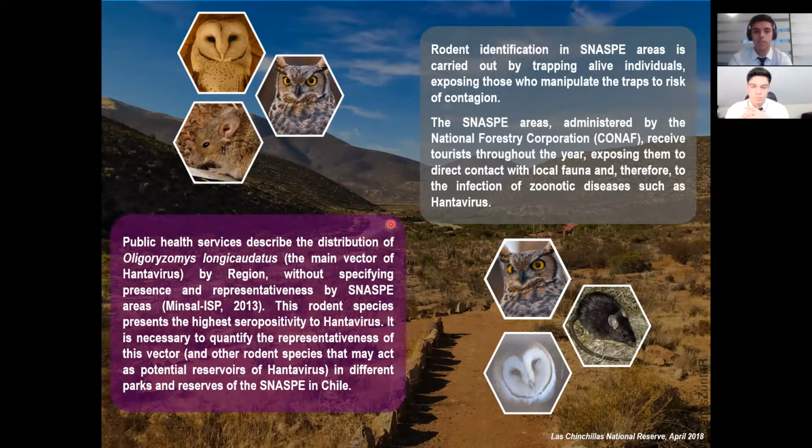Another problem that we are having is that the public health services describe the presence and representativeness of the main vector Oligoryzomys longicaudatus just by region, not specifying its presence inside the protected areas. This rodent has the highest seropositivity for Hanta. This is the probability of finding an alive infected individual. So this is a must that we have to do as a country, and not only for the long-tailed mouse, but for every vector rodent.